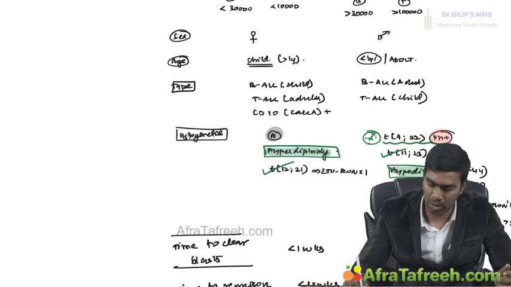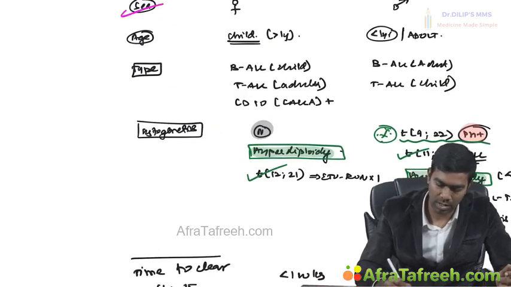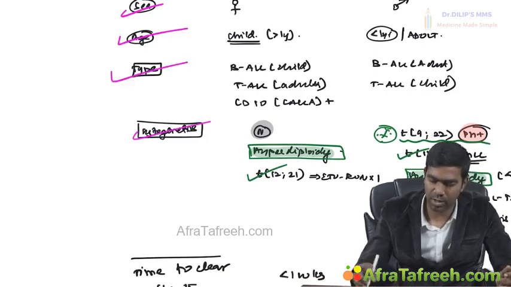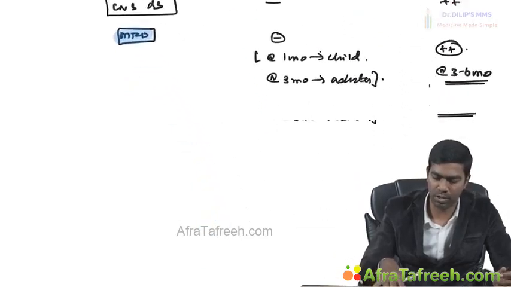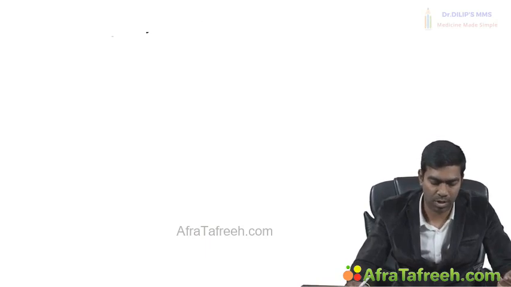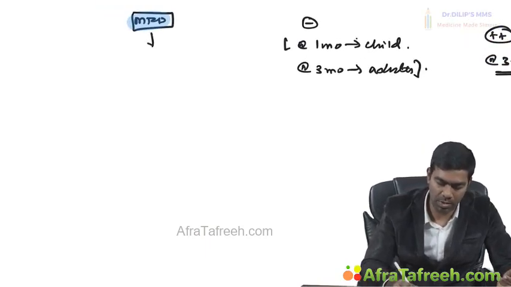Finally, again, one more time: the gender, the age, the phenotyping, and the cytogenetics, whichever I told you. These are the 4 things that you should never forget for exams, because they are very commonly asked in exam scenarios. So what do you mean by this MRD, minimal residual disease?